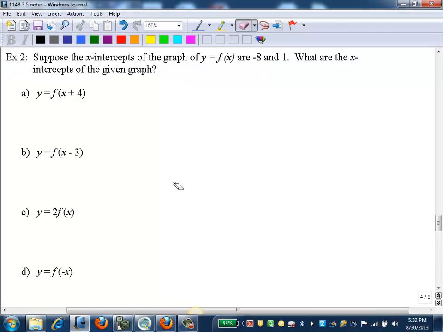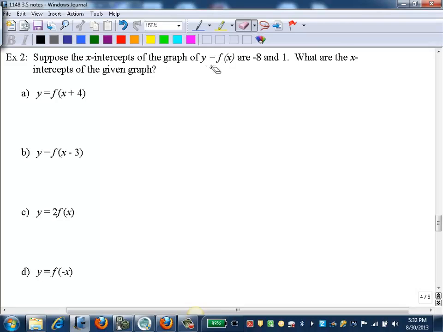Suppose the x-intercepts of the graph of y equals f of x are -8 and 1. What are the x-intercepts of the given graph? Okay, so if we look at A, B, C, and D here, they're basically asking us to perform transformations to this, and we're going to use this generic f of x as its parent function.